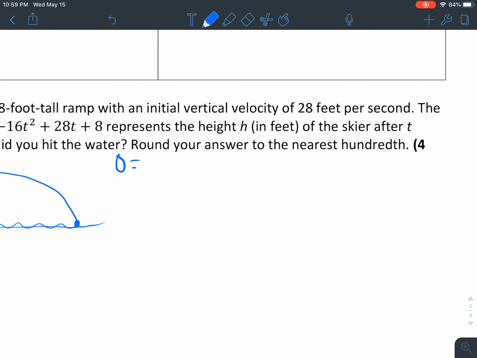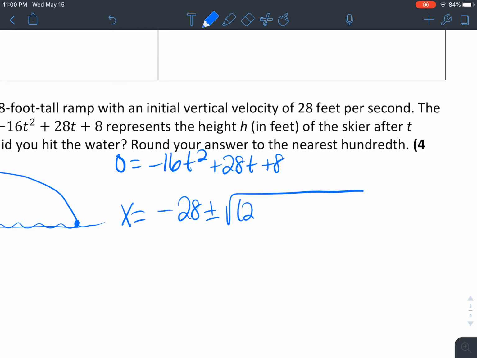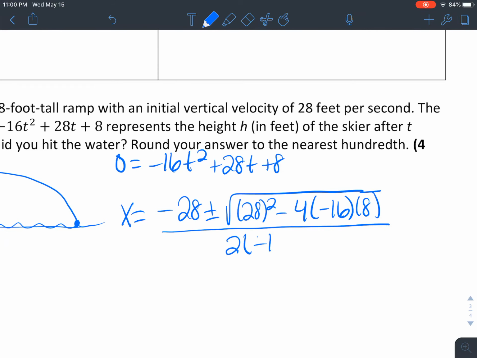So if I have the equation 0 equals negative 16t squared plus 28t plus 8, I'm just trying to solve that equation. So I would not bother trying to Xbox factor that. I would just head straight to quadratic formula. So x equals negative b plus or minus the square root of b squared minus 4 times a times c all over 2a.